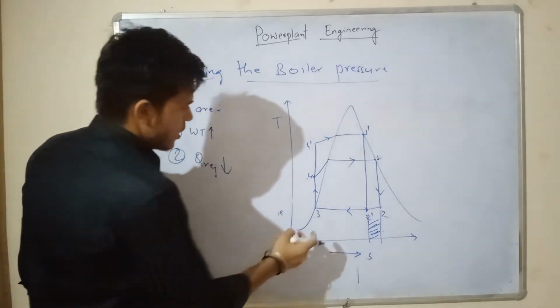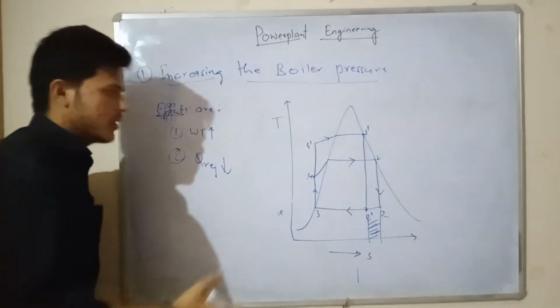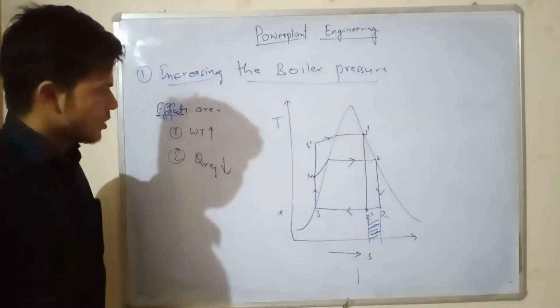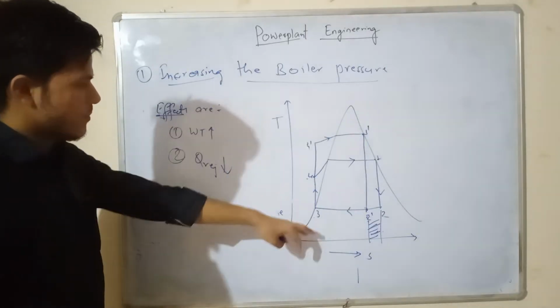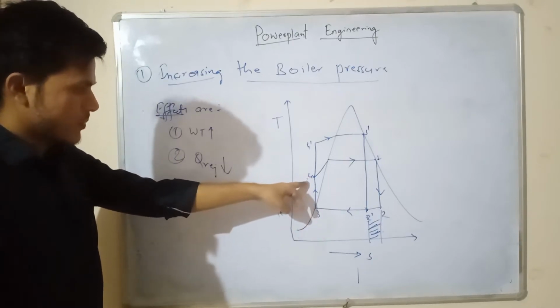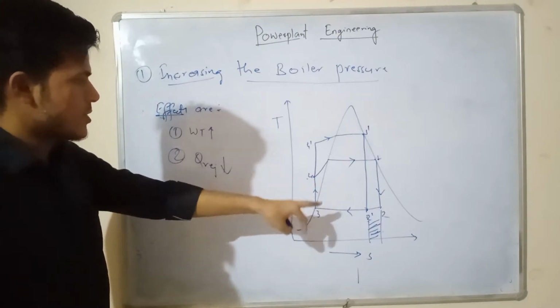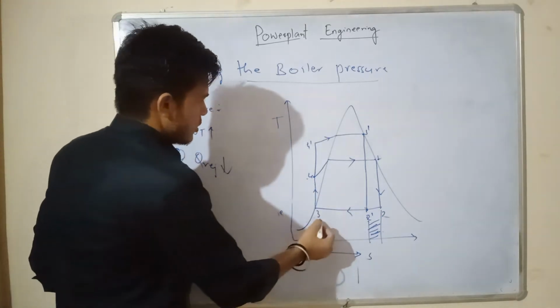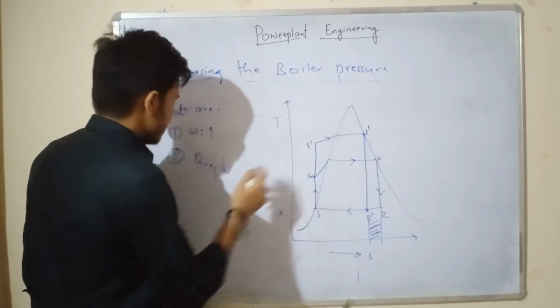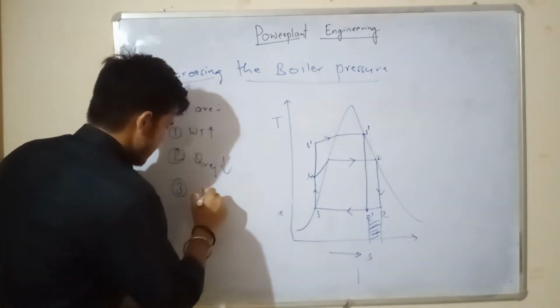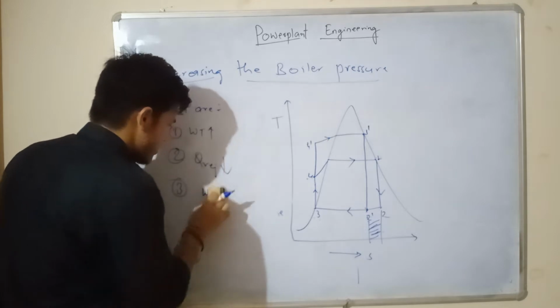Now coming to the process 3 to 4. Before increasing the pressure, what is 3 to 4? 3 to 4 is pump work. We compress the liquid from 3 to 4, that means pump work. Before increasing the pressure, the work done is from 3 to 4. Now after increasing the pressure, what will happen? The pump work increases. It means the pump work WP increases.